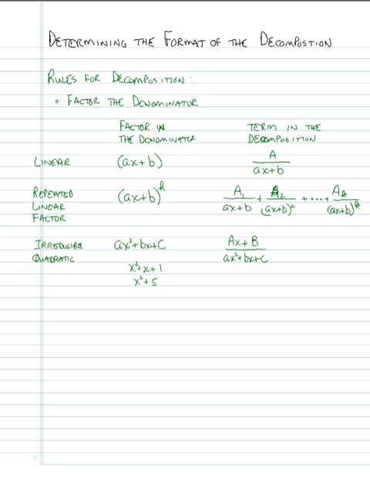One last possibility is that we have a repeated irreducible quadratic factor. That is, when we get everything factored, we have an irreducible quadratic to a power that's in the denominator of the original fraction. So this is a repeated irreducible quadratic factor.